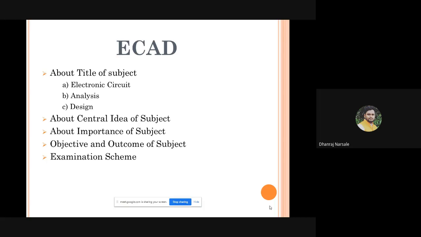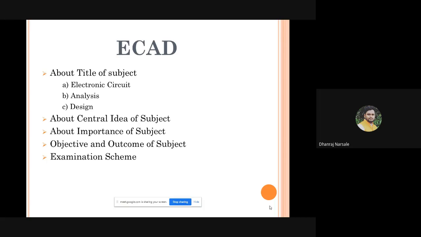So if we are going to learn that subject, we should know what the objective is, what the outcome should be. Okay, so before learning this subject, ECAD, every student should know the objective of ECAD and the outcome of ECAD.